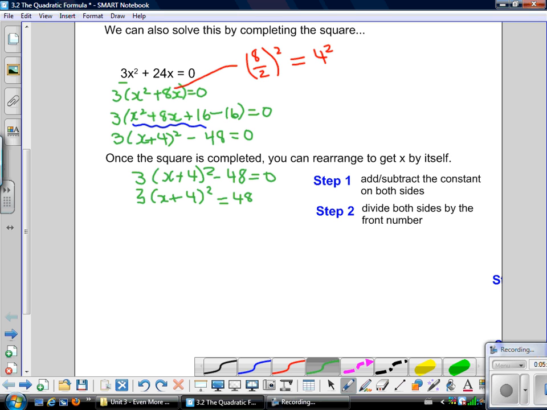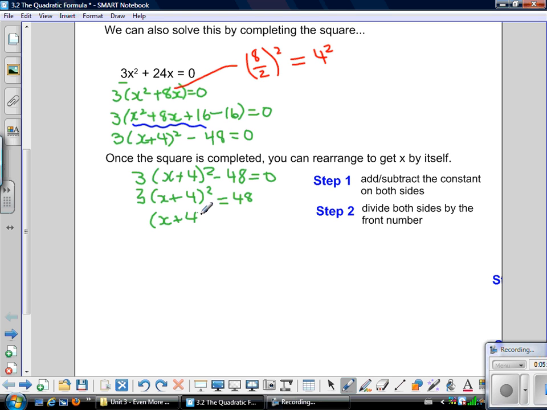So we would have x plus 4 squared equals, and 48 divided by 3 is 16. All right, so we're getting a little bit closer to get x by itself.